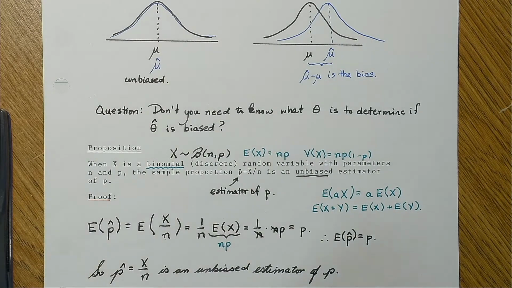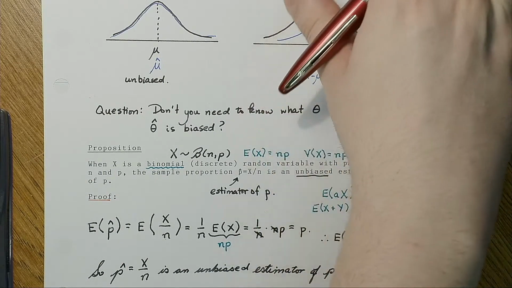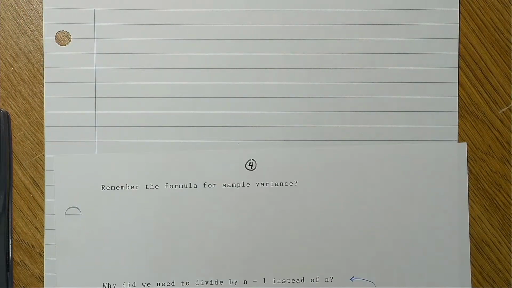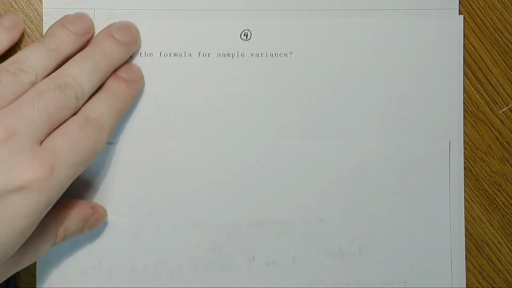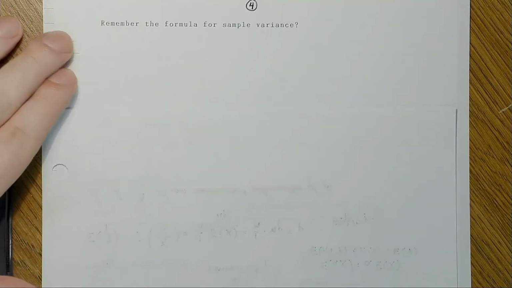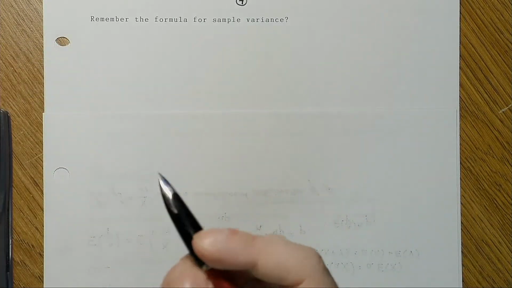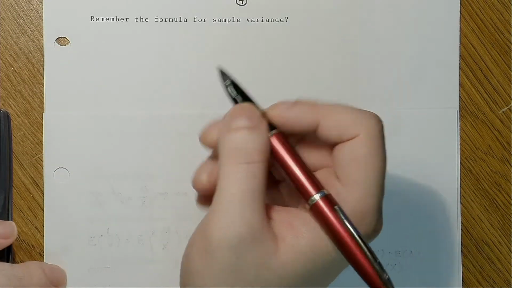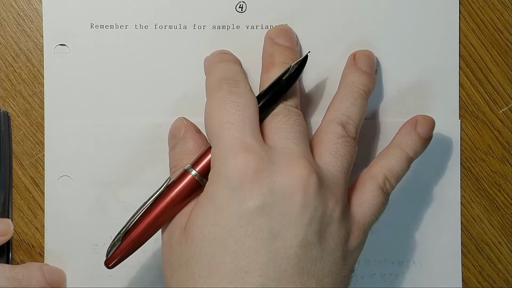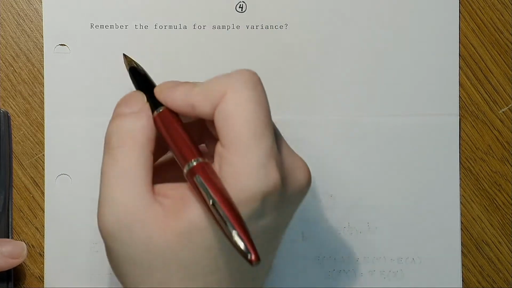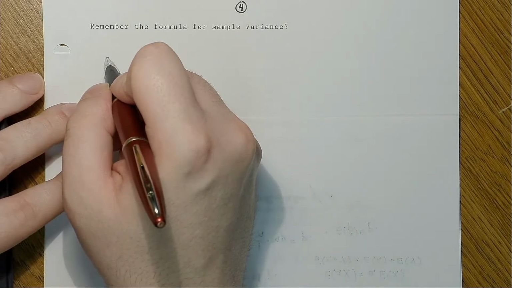Okay, so moving on to number 4. Page 4. We need to remember what the formula for the sample variance is. So, let's see if I remember this right.